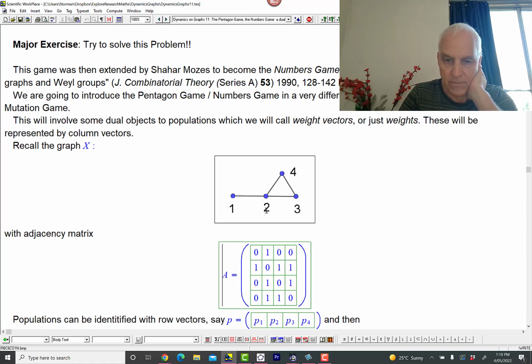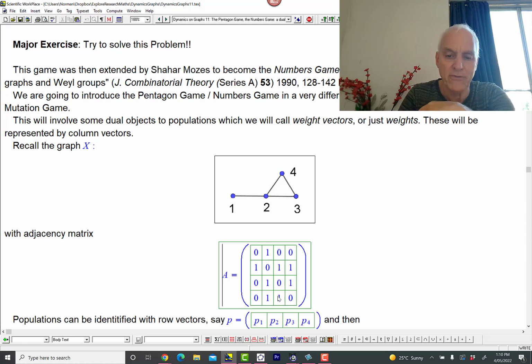And in the second column, vertex 2 is connected with 1, 3, and 4. And in the third column, vertex 3 is connected with 2 and 4. And in the fourth column, vertex 4 is connected with 2 and 3. So that's the adjacency matrix of a graph.